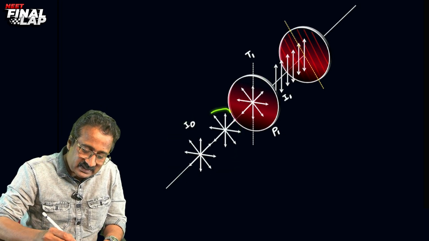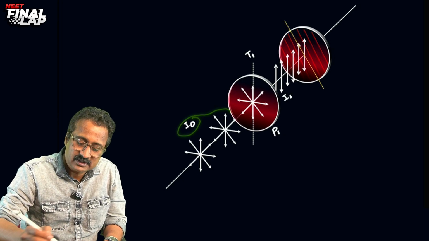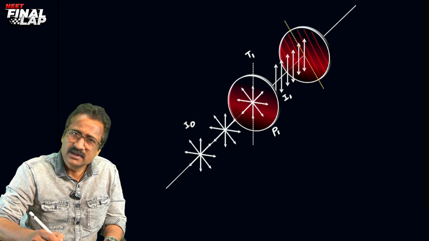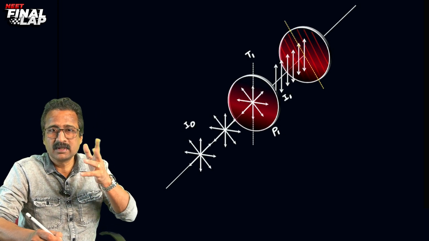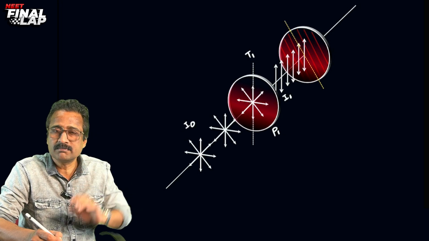When unpolarized light of intensity I0 is passing through a Polaroid, certainly a lot of oscillations are lost. Only vibrations in one particular direction will be transmitting through the Polaroid.